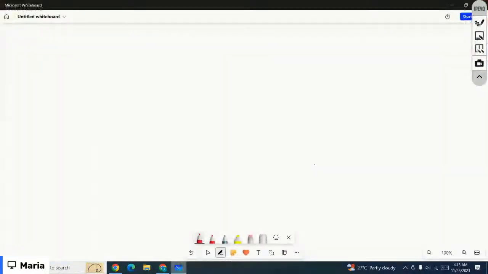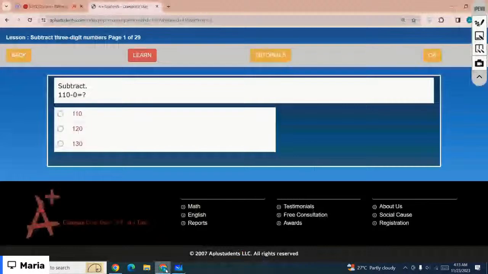Okay, the first one is 110 minus 0. So, which is the correct option? When you subtract 0 from any number, the answer is exactly the same number, right? 110 minus 0 does nothing. The number is exactly 110. So, subtracting 0 from any number, the number stays the same, that is 110, right?